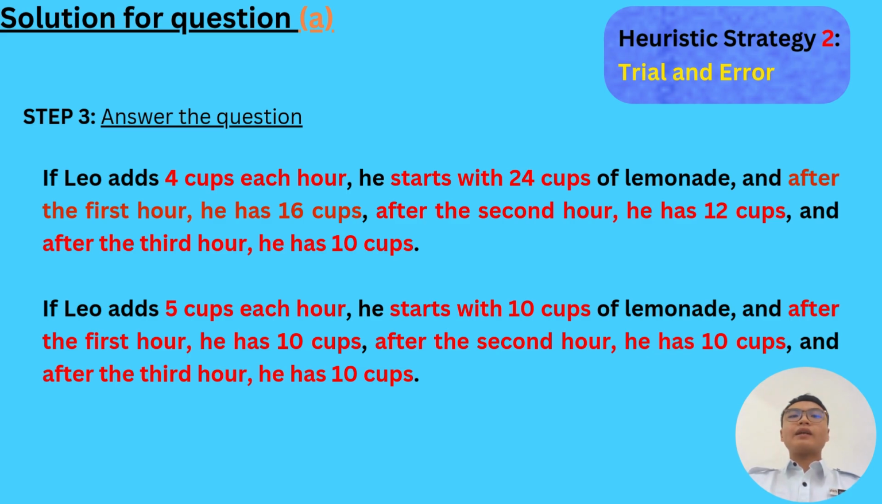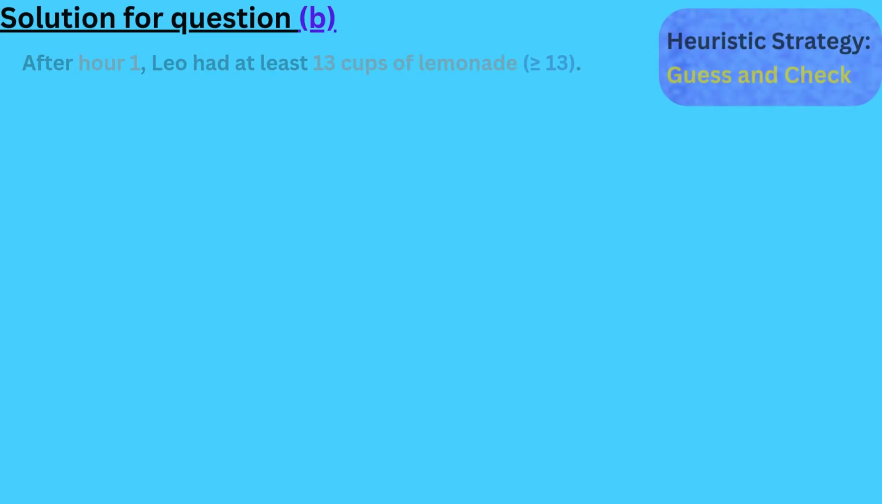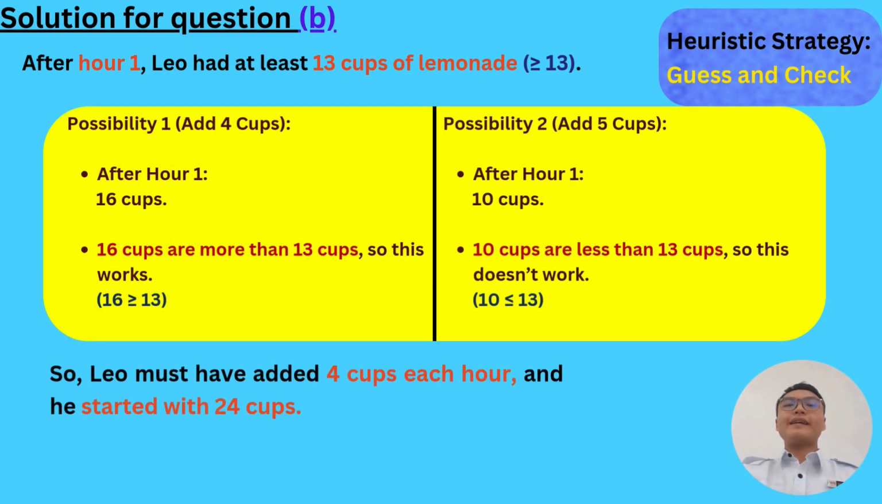If Leo adds 5 cups each hour, he starts with 10 cups of lemonade. And after the first hour, he has 10 cups. After the second hour, he has 10 cups. And after the third hour, he has 10 cups also. Now, we look at the solution for question B.